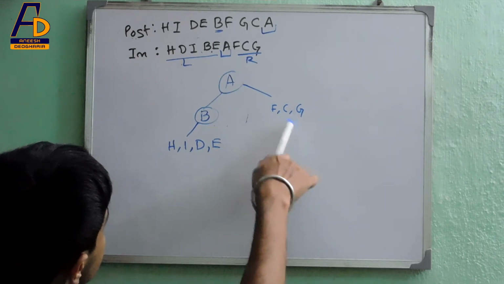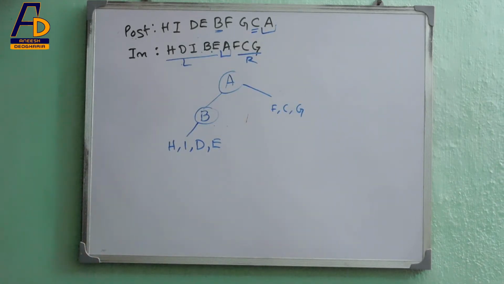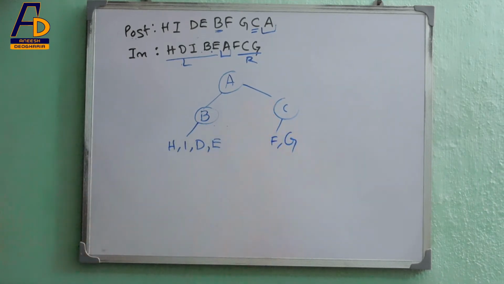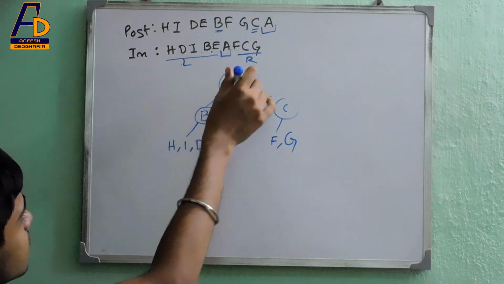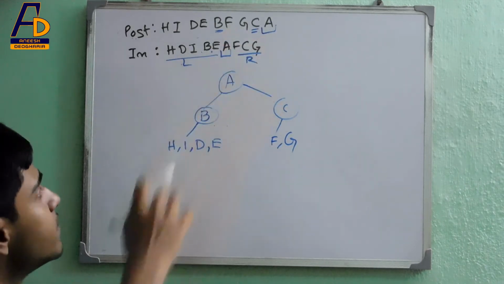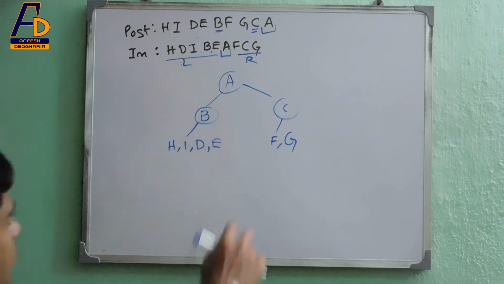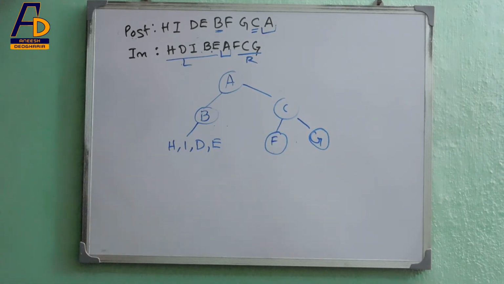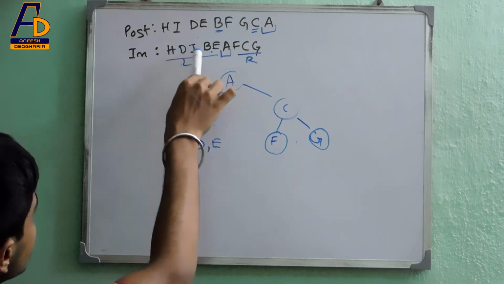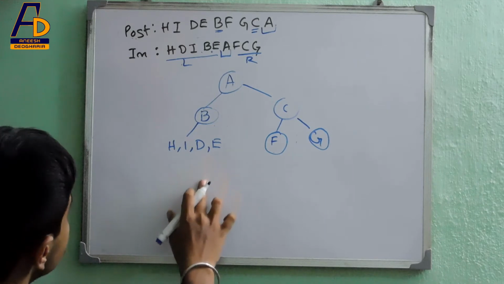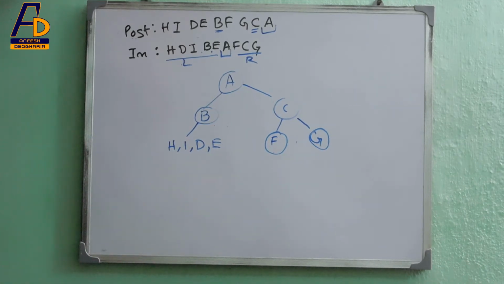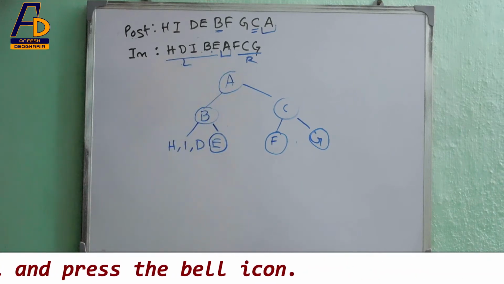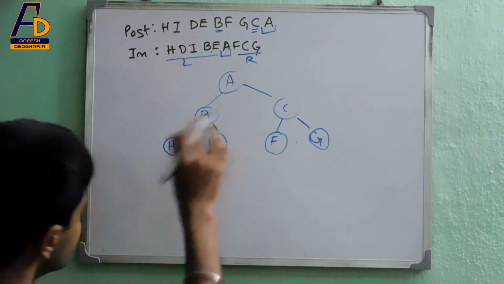Okay, similarly for F, C, G, we can see that C comes after F and G. So that means C will be the root here and F, G somewhere. Now in the in-order traversal, as you can see, C comes between F and G, F to the left and G to the right. So accordingly F will be the left child and G will be the right child. Okay. Now similarly in case of this one, HDI comes to the left of B, so they will become the left subtree of B and E will be the right child of B since it's alone to the right of B.